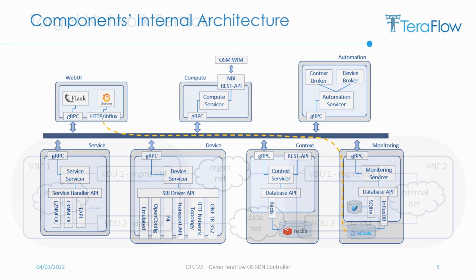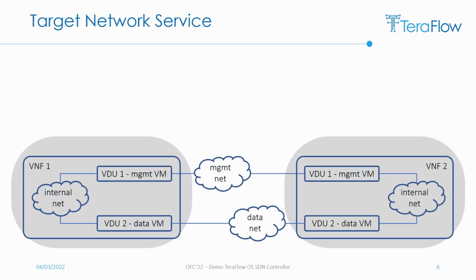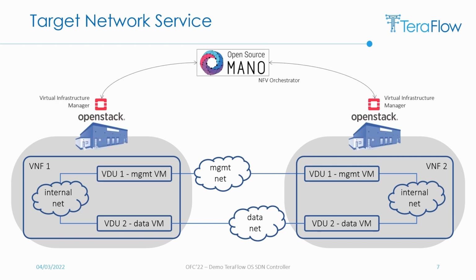This is the architecture of the network service considered for this experiment. As can be seen, it consists of two virtual network functions deployed at different locations that need to be interconnected. Each of the VNFs consists of two virtual deployment units, one for management and the other for data processing, and the VDUs are interconnected by means of an internal network. The deployment of each of the VNFs at the different locations is carried out by the OpenStack Virtual Infrastructure Manager and orchestrated by the open source MANO NFV orchestrator.